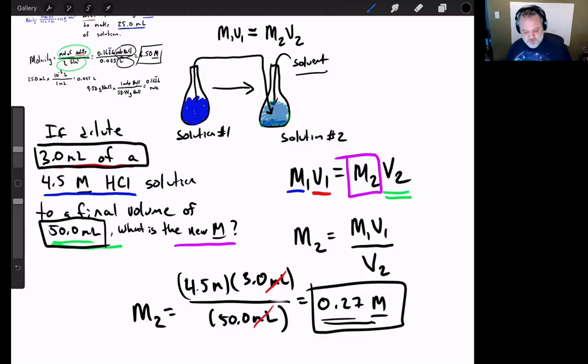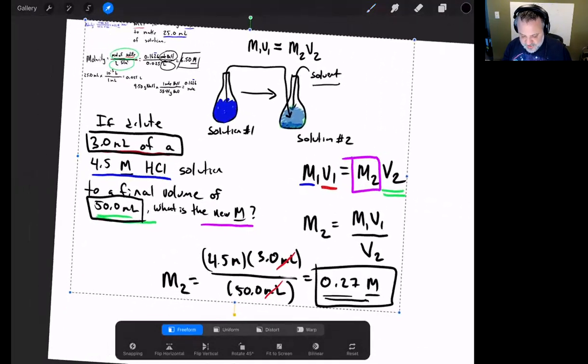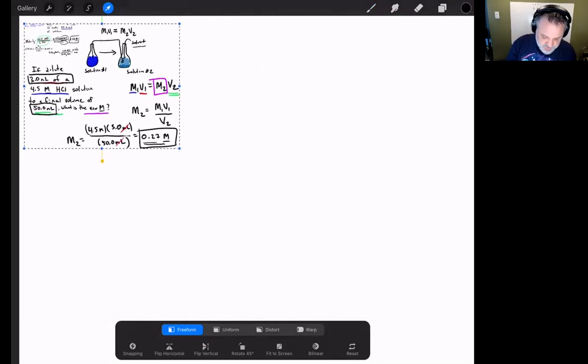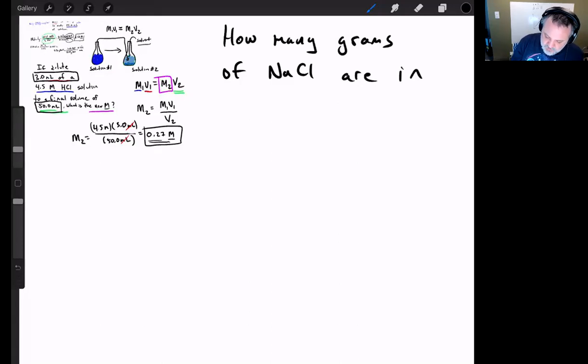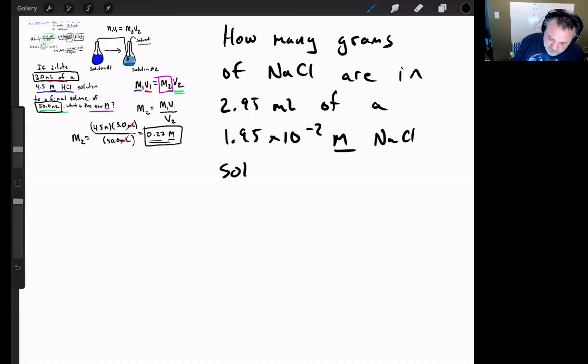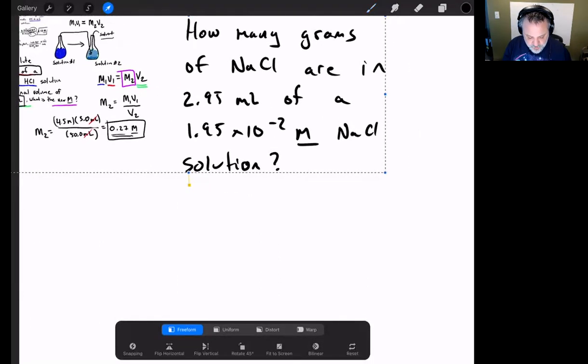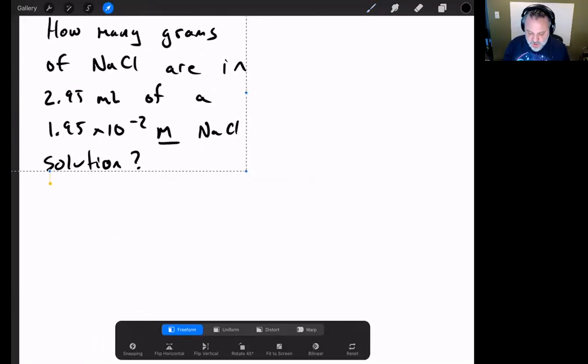And so the last thing we can do is we can take molarity and we can use it to ask questions like this. We could say, how many grams of sodium chloride are in 2.95 milliliters of a 1.95 times 10 to the negative 2 molar sodium chloride solution. So it's just essentially a unit analysis problem. How many grams of sodium chloride are in this quantity?